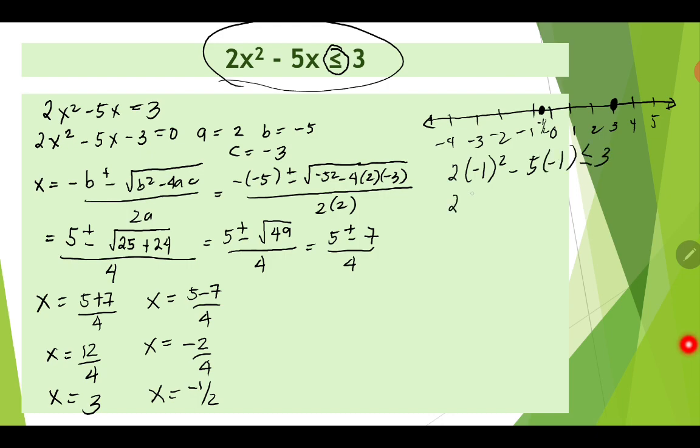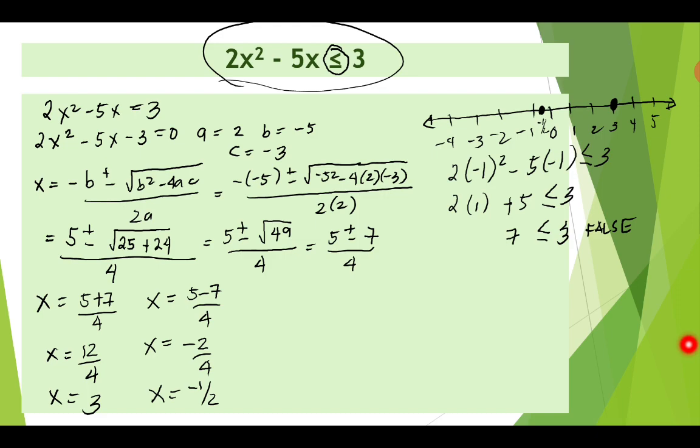So, magiging 2 times negative 1 squared is positive 1, minus negative 5 times negative 1 is positive 5, less than or equal to 3. So, 2 plus 5, that is 7, less than or equal to 3. Okay, question. Is it true or false? Is 7 less than or equal to 3? So, nakatapat siya sa 3, mas malaki yung 7. So, this is false. So, hindi natin siya shadean yung left part. Ibig sabihin, lahat ng numbers na nasa kaliwa ng negative 1 half cannot be the value of x.